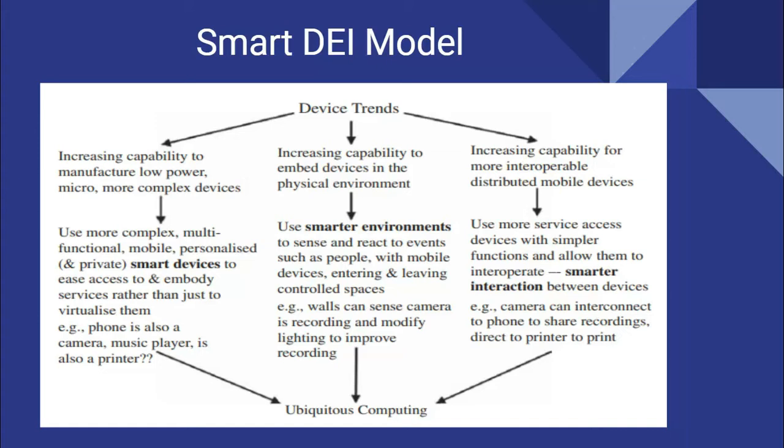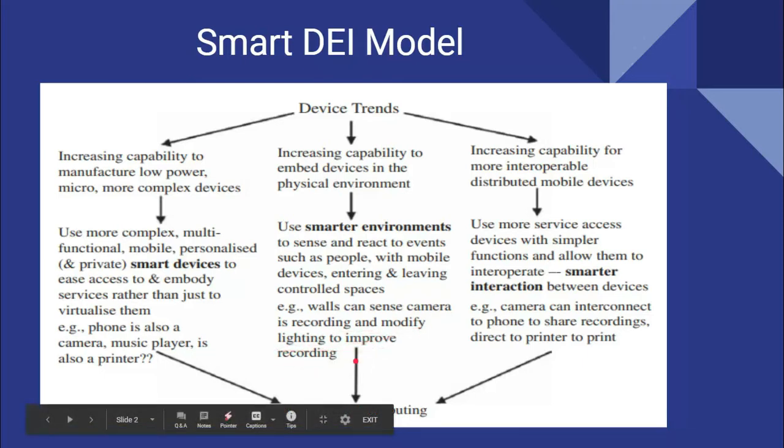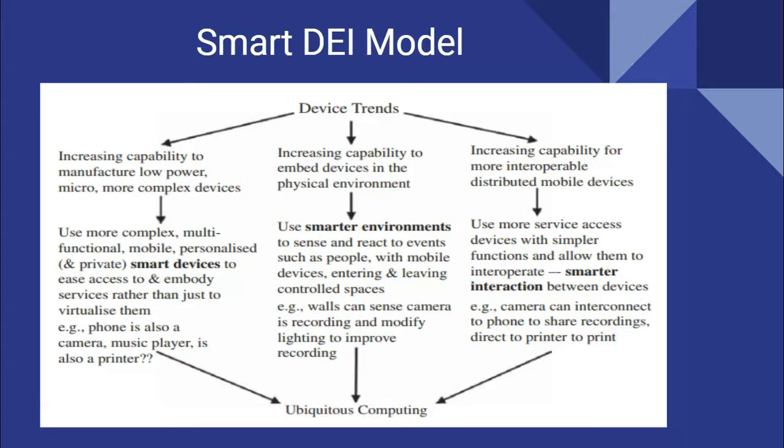The second point is the smart environment. For example, walls can sense that a camera is recording and modify lighting to improve the recording. Sometimes you record a scene for your video or for your movie. In a smart environment, the walls can sense what kind of light is coming and what kind of scene is coming, and based on that, the recording is done.